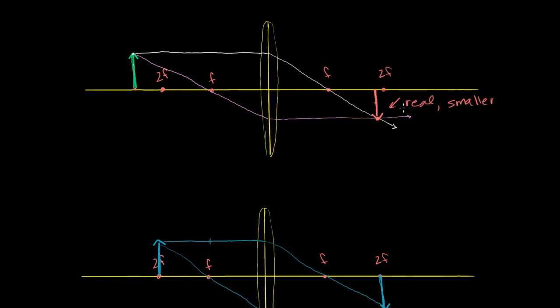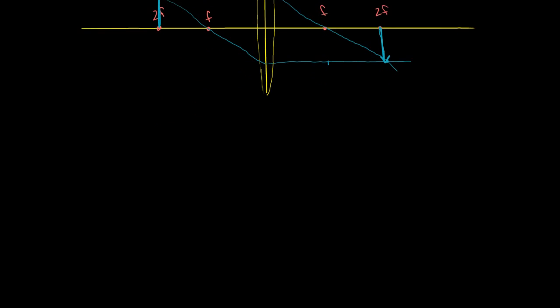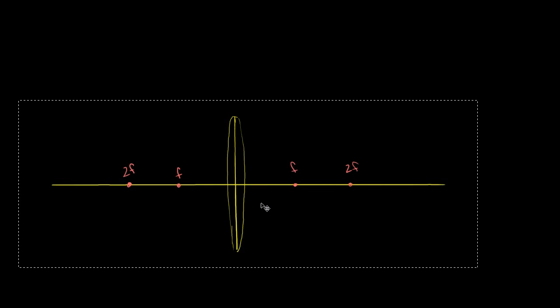Over here, it's a real image. It's smaller. And it's also going to be closer in than this one was. It's going to be closer to the lens. This is going to be really the same image, the same size. The image is going to be the same size as the original object, but it's going to be inverted. But it's going to be at the same distance from the lens, just on the other side. And once again, this is a real image. Let's do another one. Let me copy and paste.